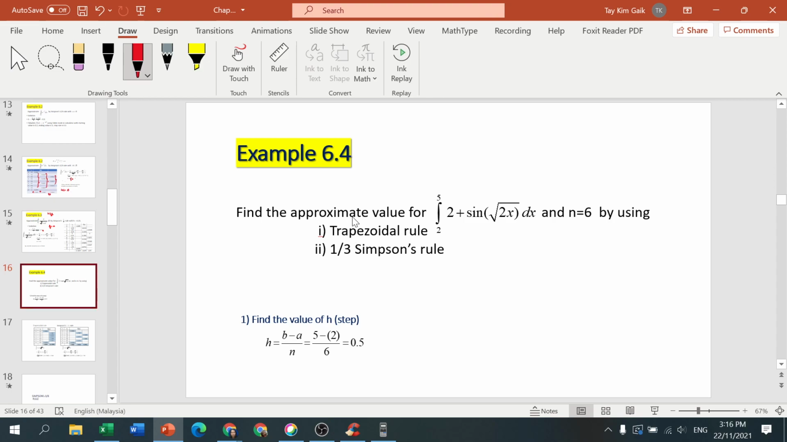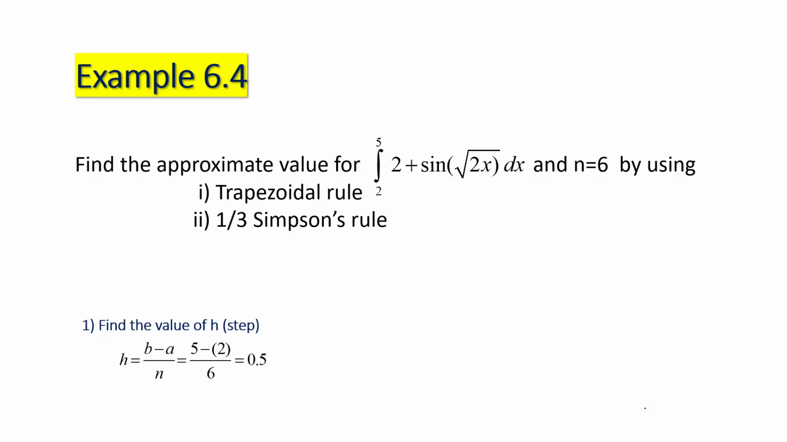If no, we can see the next example, this one using trapezoidal and Simpson one-third. So you see the question here, we can just change the function to be integrated, lower limit, upper limit. Either they give you the n or h. So in this case, n equal to 6. To use Simpson one-third, n must be an even number. In this case, n is 6, so you can use Simpson one-third.